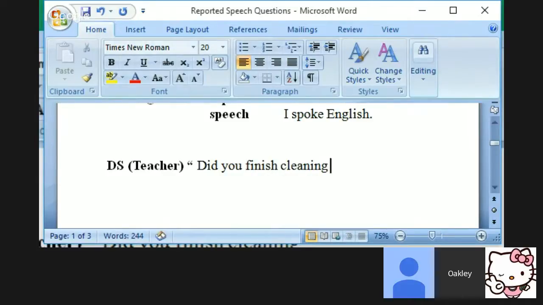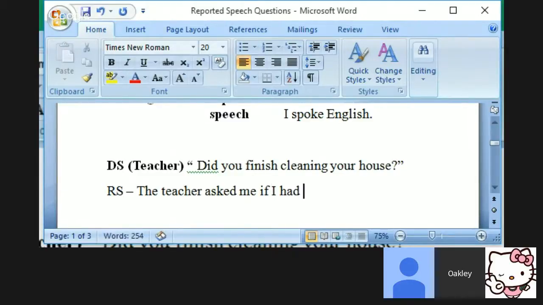Did you finish cleaning your house? Teacher asked me if I had finished cleaning my house. The teacher asked me if I had finished cleaning my house. Okay, very good. That's it. All right, inclusion of if, and that is a statement, period. Excellent job, because we haven't even talked about it.